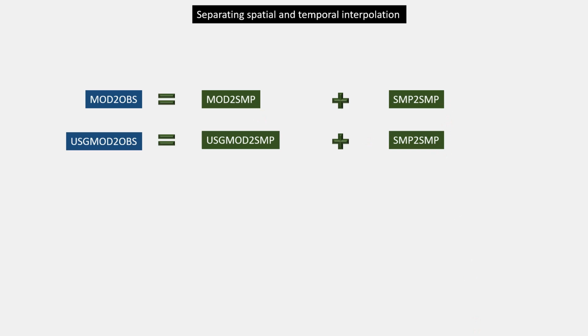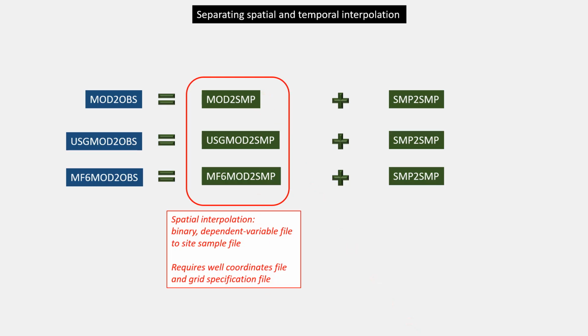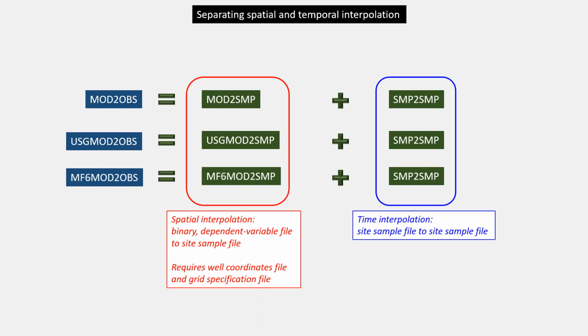Similarly, USG mod to obs replaces USG mod to samp plus samp to samp. MF6 mod to obs replaces MF6 mod to samp plus samp to samp. Each of these programs reads a ModFlow family generated dependent variable file, a binary file, and undertakes interpolation to the sites at which measurements have been made. Each of these programs writes a site sample file. Samp to samp then undertakes time interpolation from that site sample file to a site sample file which records the values of field measurements.